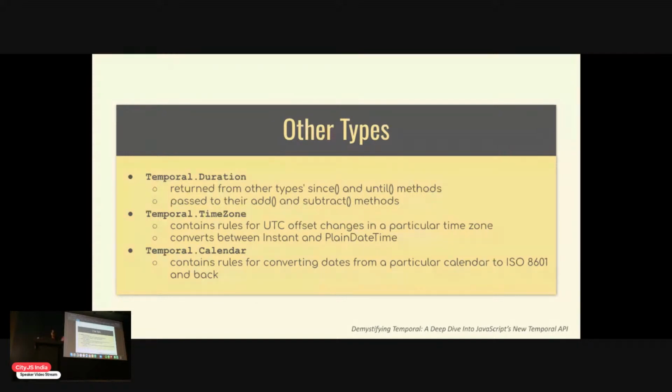And then we have time zone and calendar. You actually wouldn't need to use these directly, but they are implicitly used. But you could actually make your own custom calendars and time zones in Temporal. So you could have your own Martian calendar if you wanted. So this ends the types, and this has been a lot of theory until now. So let's just see some code.